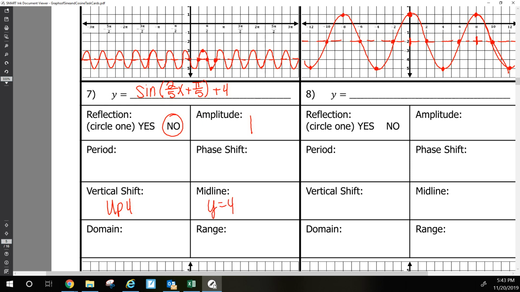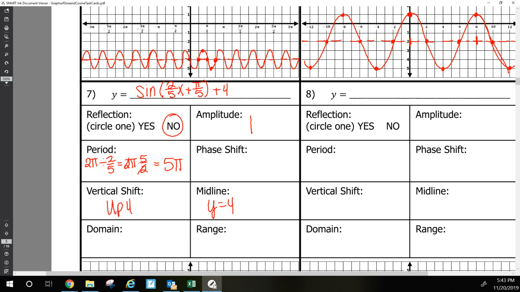For our period, our typical period is 2 pi, but we got to divide that by our period changer, which is 2/5. When we divide by a fraction, though, we are actually going to multiply by the reciprocal, which would be 5/2. When we do that, the 2's cancel, and that makes our period 5 pi.